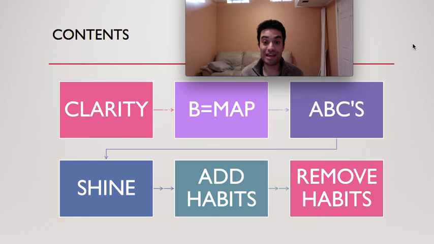We're going to look at the ABC model for habit formation, which I will talk about in detail. We're going to look at the importance of shine, or celebrating and giving yourself a reward after you achieve a certain habit that you wanted to do. And we're going to look into the science of how you can add new habits and how you can remove new habits. So how you can install and delete habits.